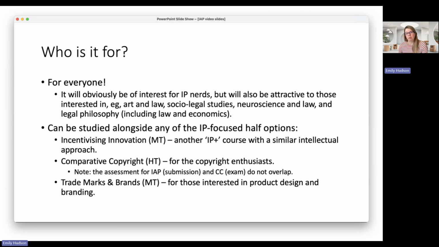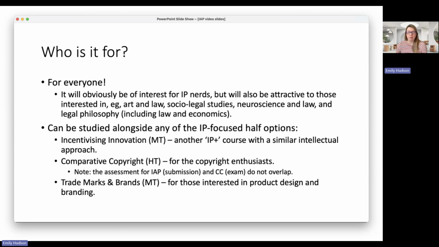This is a half option, so you'll need to have another half option you study alongside it. Just wanted to have a call out to the other IP focused half options, which would all be fantastic bunkmates for this half option. Incentivizing innovation has a very similar intellectual approach in terms of being an IP plus course. I think it could be a really lovely combination to see in Michaelmas. Incentivization as it relates to scientific and technological innovation, and then in Hillary looking to incentivization as it relates to the creative industries. I think it could be a really lovely partnership.